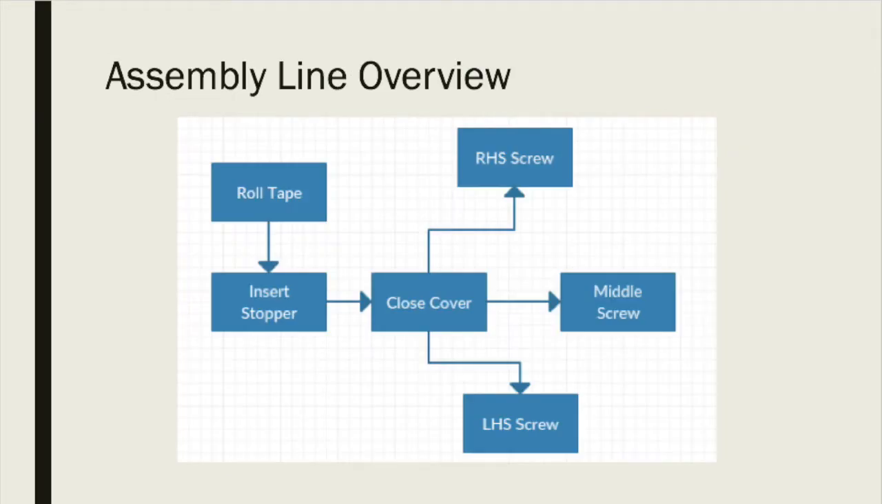In our assembly line overview, we have a precedence diagram to show the order in which these parts should be assembled. The tape roll should be placed in the backboard before putting in the stopper. This is because the stopper might get in the way when the worker is rotating the tape roll, which might slow down the process. Then, after placing the cover on top, the order of fastening the screws doesn't matter.